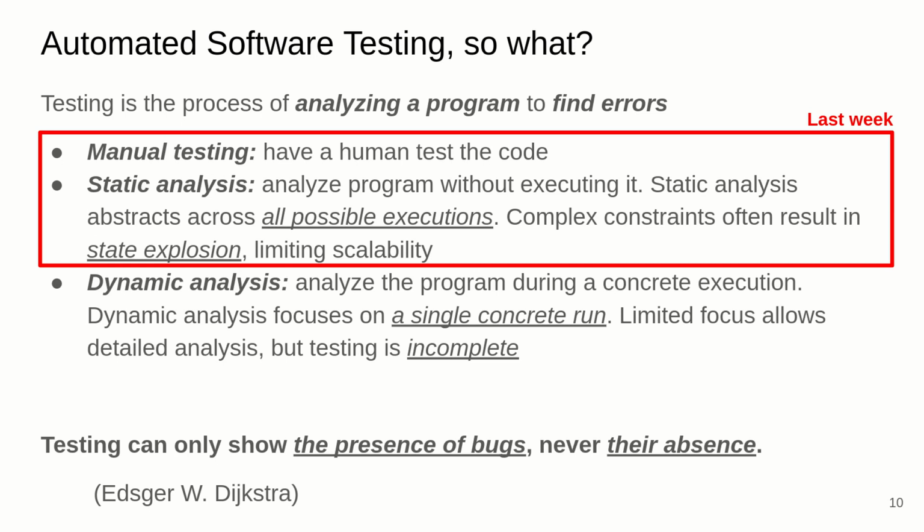And static analysis analyzes the program without executing it. The key advantage of static analysis is that it abstracts across all possible executions, right? It gives you generality, but then these complex constraints often result in state explosion or other kinds of limitations which inhibit scalability. Dynamic analysis, on the other hand, analyzes the program during a single concrete execution and then just chains multiple concrete executions next to each other to get some form of generality.